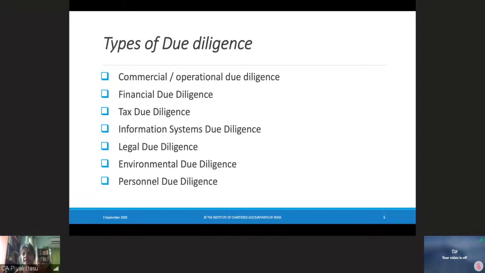bank, that will come in the financial part of it. They're only working on term loans and cash credit. So one has to probably ask, why are you having revenue but still so dependent on external funds? Why is that? What's happening? Those are part of the financial due diligence. So commercial is the operational part of it.